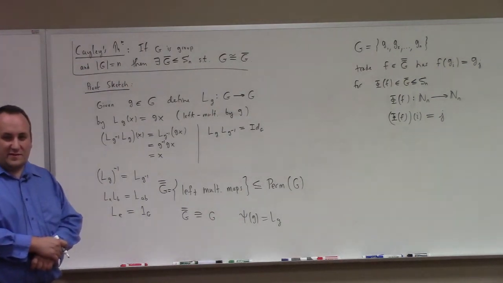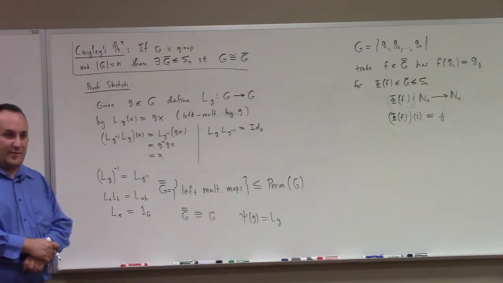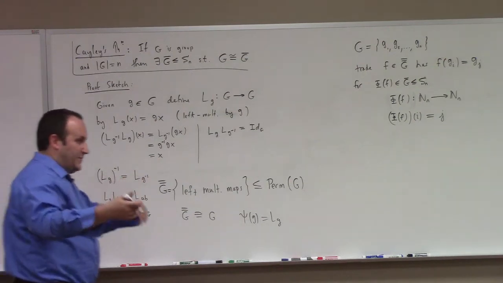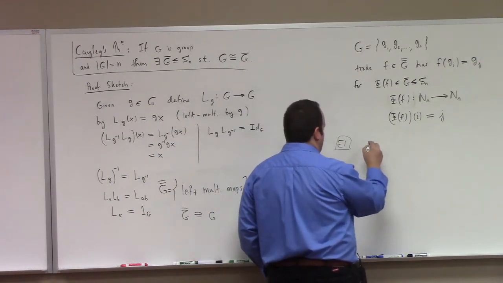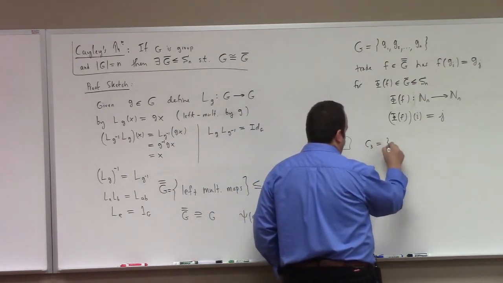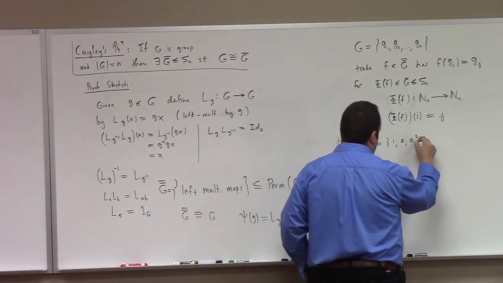This is way easier to illustrate with an example. I think it starts to get hard to understand at this point with all my bars and bar bars and so forth. Let me show you an example specifically. So we know C3 is what? 1, a, a squared, right?